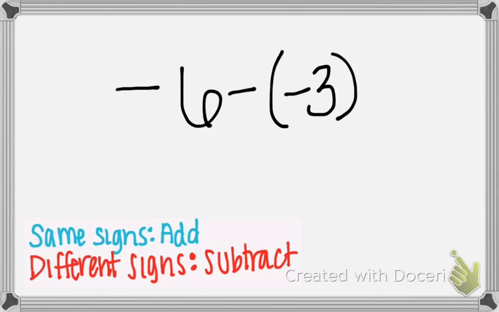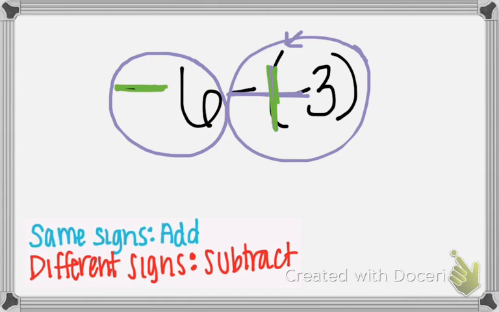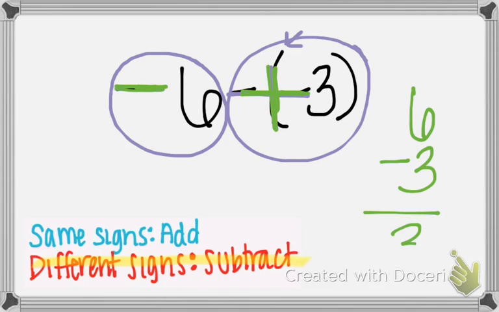Okay, here we have a -6, and then here we have the opposite of -3. We talked about in class whenever there's two negatives next to each other like this, the parenthesis just separates them. We're going to make this a plus sign here. So we have a -6 and a +3. Since we have a negative here and a positive here, they are different signs, so we are going to subtract. So 6 minus 3 is 3.